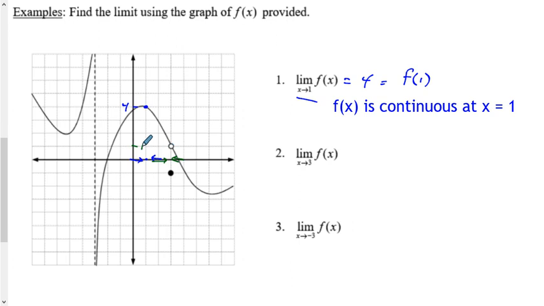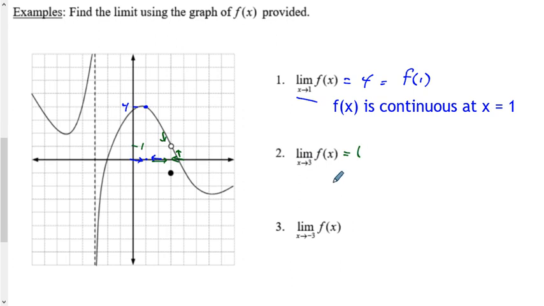Now the function isn't defined there, but when we're looking for a limit, we don't care what the function is defined as. For continuity we care, but for finding the limit we don't care. We just want to know from the left side and from the right side, is our function approaching the same value? And it is. So we would say the limit of the function f of x as x approaches 3 is equal to 1.